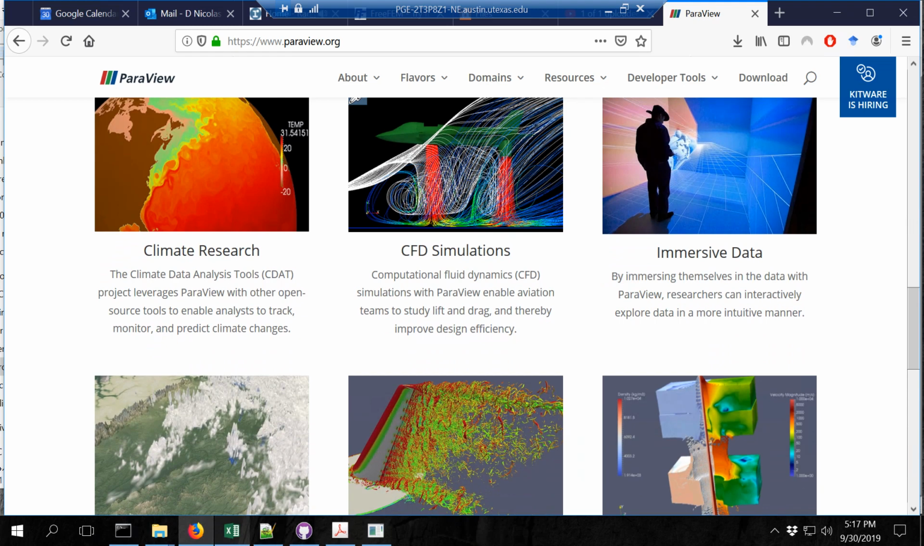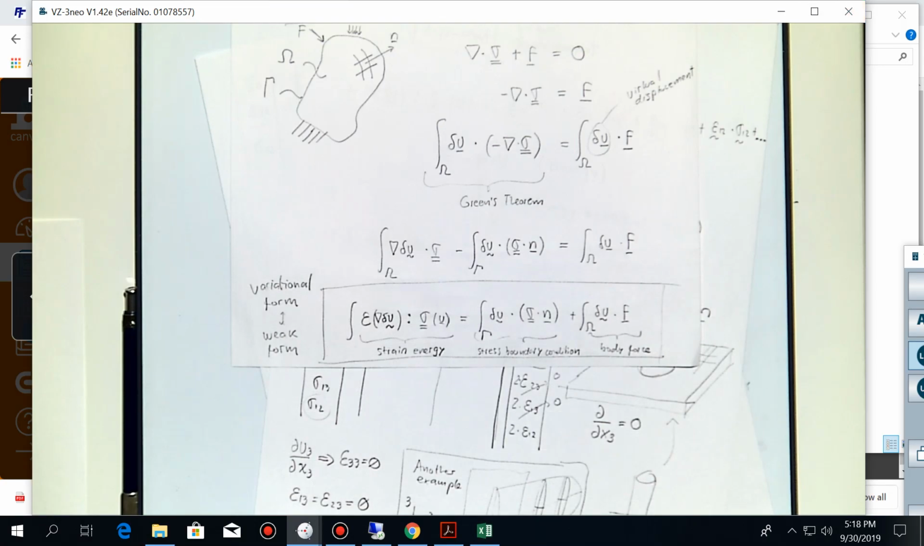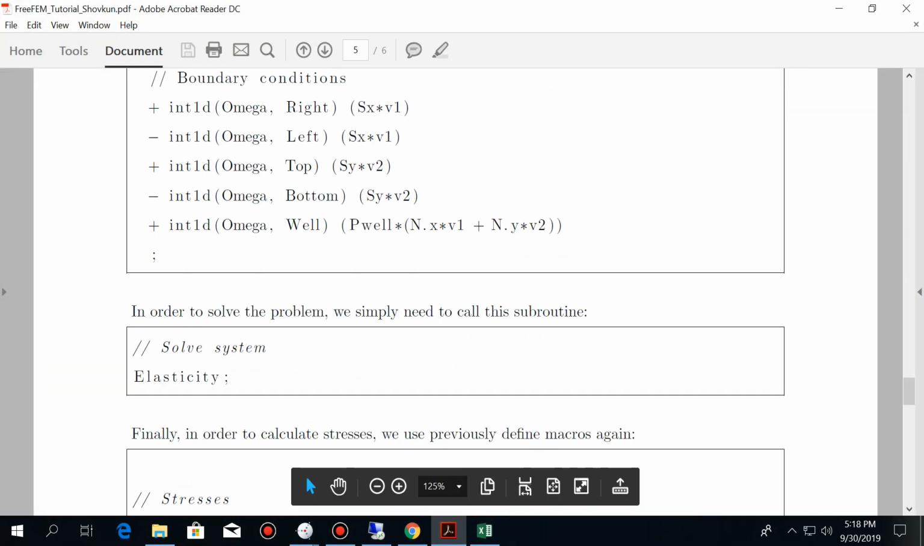So if you need help with VTK, if you're interested in that, just let me know, and I'll help you with that. But for this assignment, you don't have to do it. You just have to export this data and then compare it to the numerical solution. Okay, what about the numerical solution? The numerical solution, you also have it here.